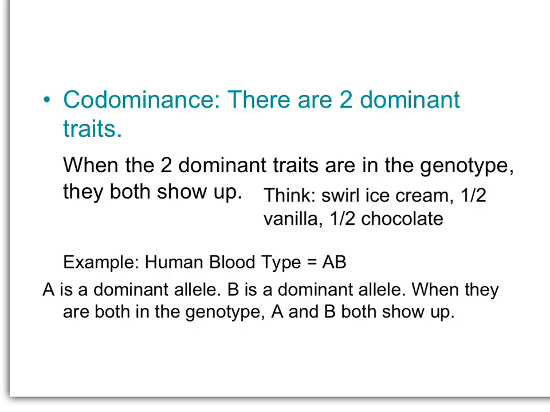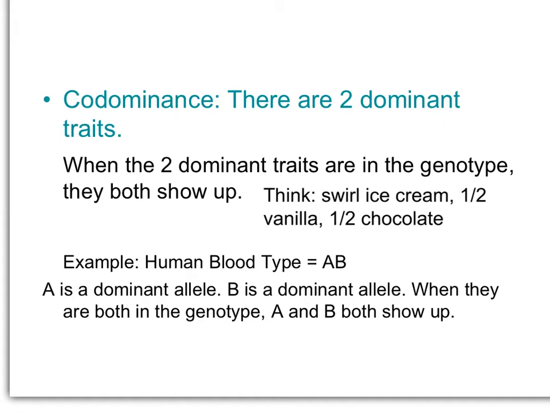The second Punnett exception is called codominance. Normally, you would just have one dominant trait, but in this Punnett square exception, you have two dominant traits, and there's a possibility that they both show up in the genotype. So I like to give the analogy of the swirl ice cream cone. Swirl ice cream is always going to be half vanilla and half chocolate. So I want you to imagine that both vanilla and chocolate are both dominant traits, and when they show up in the swirl ice cream, they both show up equally. It's half vanilla and half chocolate.